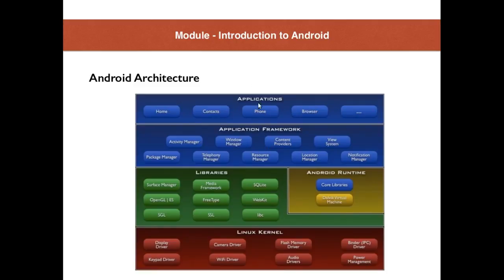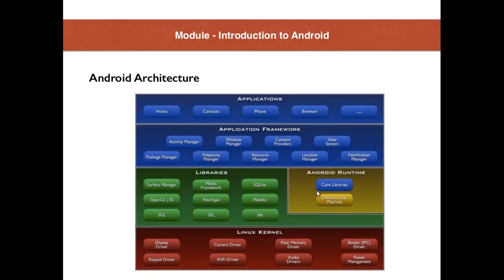The last one is the applications layer. This is the layer which you can physically feel. Contacts, phone, browser, these are the applications that we really interact with in our day-to-day life. This applications layer can contain applications that come pre-installed by Android, or applications that are installed by the end user. It could be an application downloaded from the Android market, or it could be a pre-installed one. Any application belongs to this applications layer.